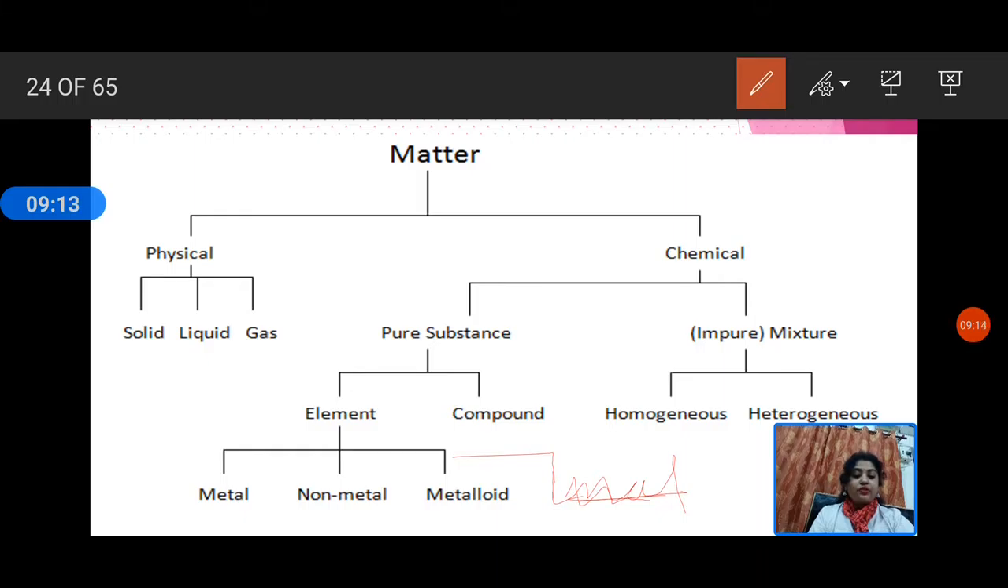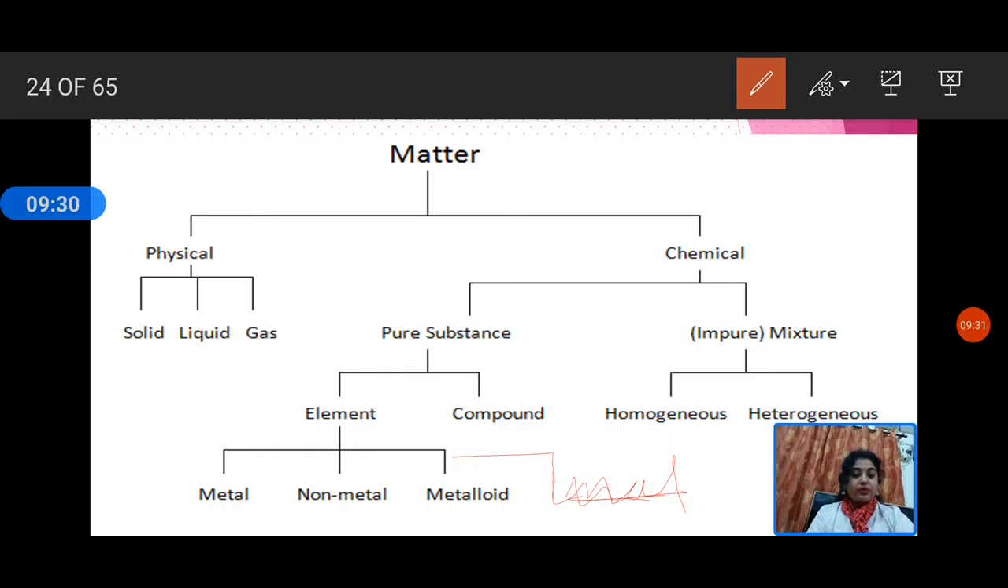Non-metals are generally those which do not have luster. They are bad conductors of heat and electricity. They are neither malleable nor ductile, and contain one kind of atoms. They can be monoatomic or diatomic.